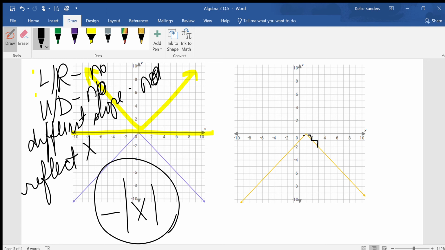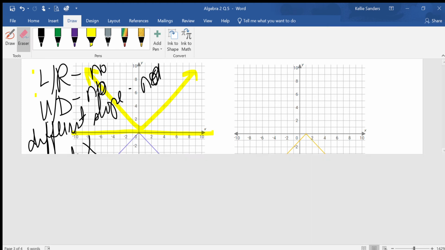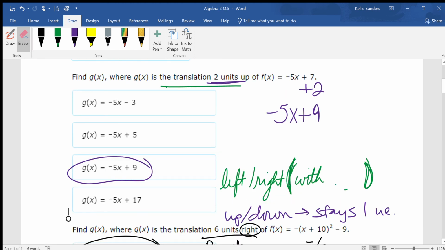So it's going over 1, down 1, over 1, down 1. Okay, so our slope here is still 1 over 1, so we're not going to have to change it any.